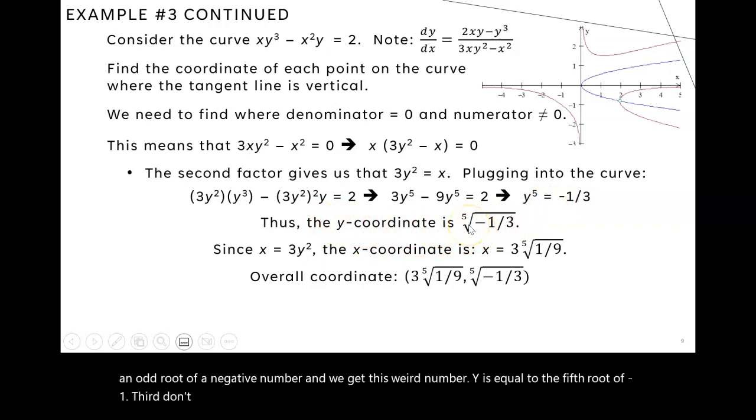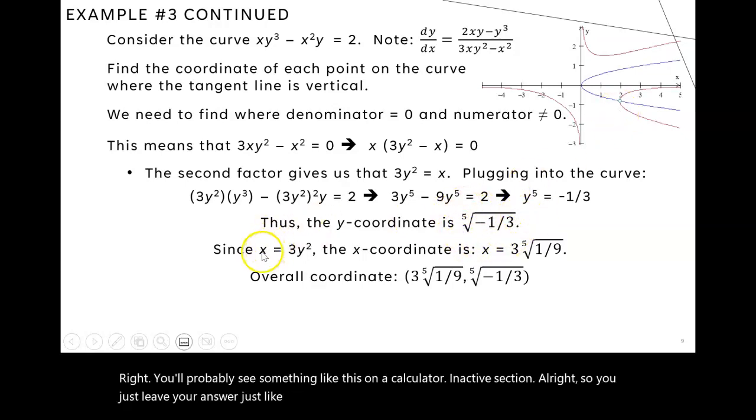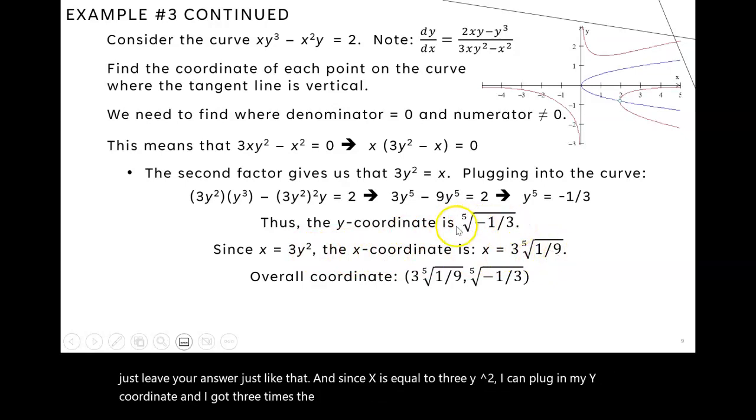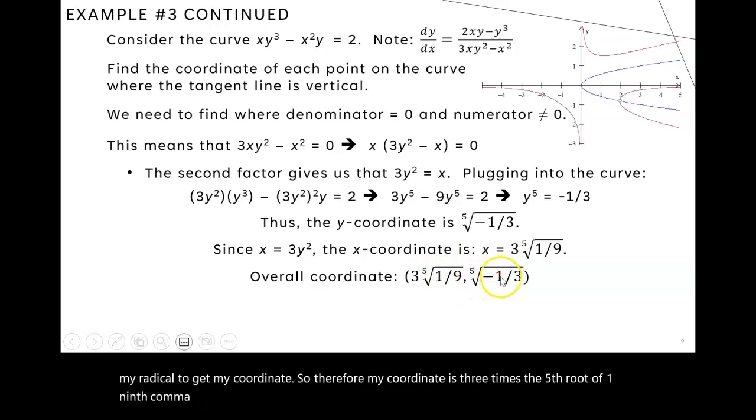Don't panic, it's okay. All right. You'll probably see something like this on a calculator-active section. All right, so you just leave your answer just like that. And since x is equal to 3y squared, I can plug in my y coordinate, and I get 3 times the fifth root of 1/9. So notice I squared the negative 1/3 inside my radical to get my coordinate. So therefore my coordinate is 3 times the fifth root of 1/9, comma, the fifth root, excuse me, of negative 1/3, which is what this point right here is.